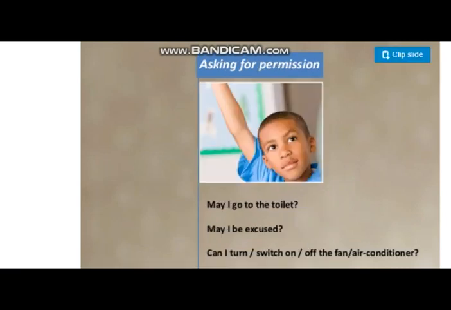The other one is asking for permission. So, may I come inside? May I go? May I go to the toilet? May I be excused? Can I turn on the fan? Can I switch it on? Can I turn it off? Can I go? Can I come? These are all different kinds of requests you make. So that makes you very confident in the English language.